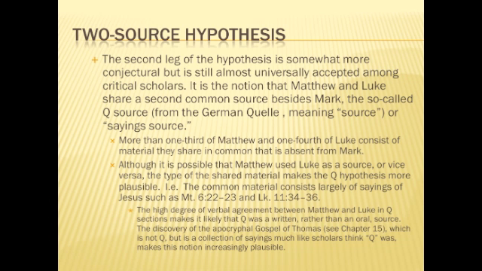Another argument for the Q source is the discovery of the apocryphal Gospel of Thomas, which we'll look at in chapter 15. It's important to note that this is not the Q source, but it is a collection of sayings, much like scholars think Q was. After all, if we look at this hypothetical Q material, in other words, material that's in common between Matthew and Luke, we find a similar type, that is, sayings, rather than narratives or stories.